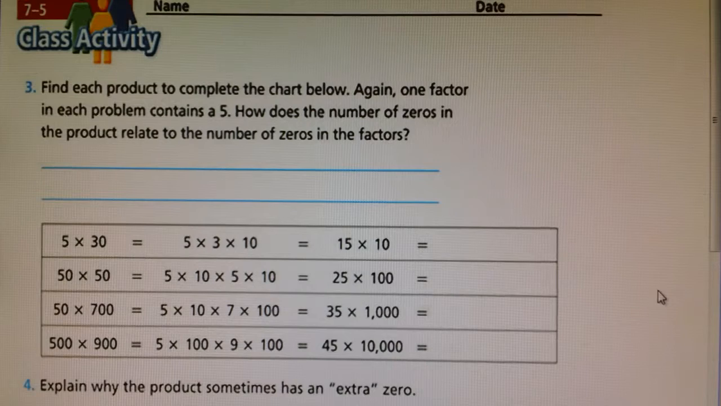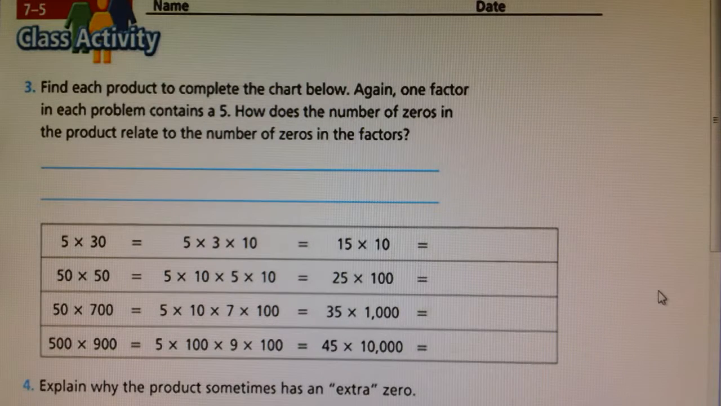All right, going on, we're going to find each product to complete the chart below. So when we look at 5 times 30, that's the same thing as 5 times 3 times 10, which is 15 times 10. With 15 times 10, you just add that extra 0 on. So 150. Same thing down here: 50 times 50 is like 5 times 10 and 5 times 10, which is 25, and just 2 zeros. So what you should be noticing is that when you multiply a 5 by an even number, there's no extra 0.